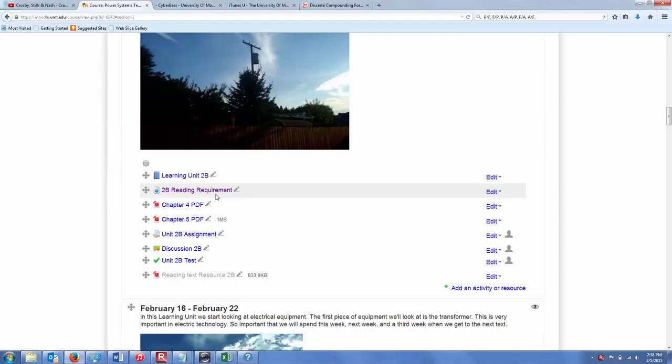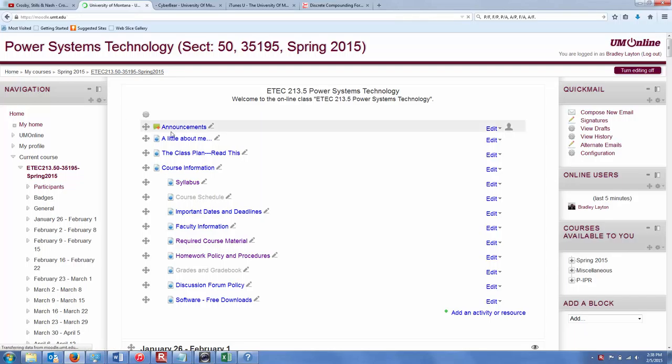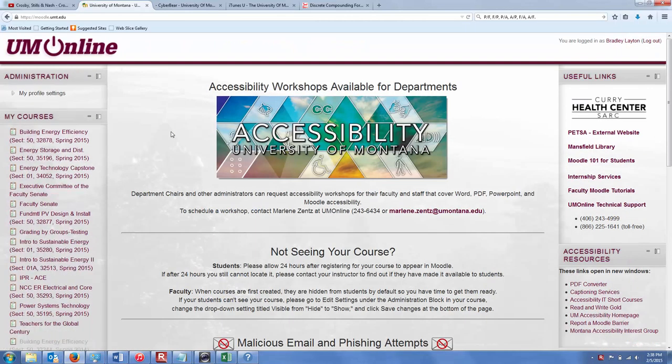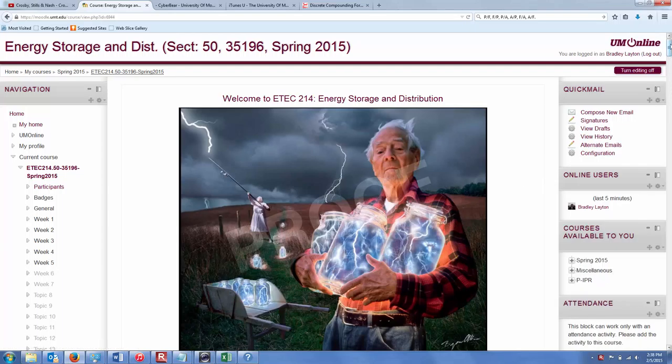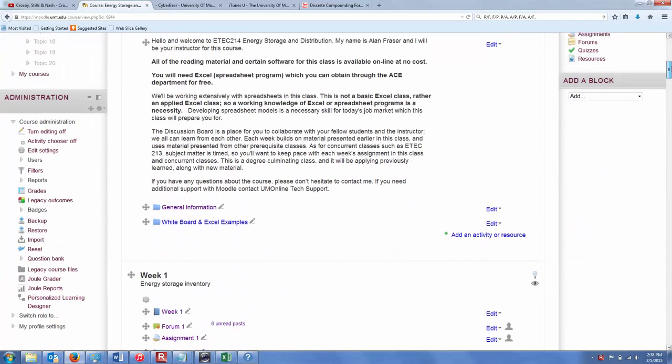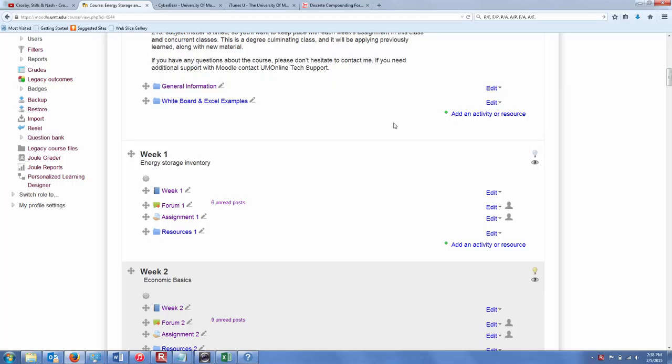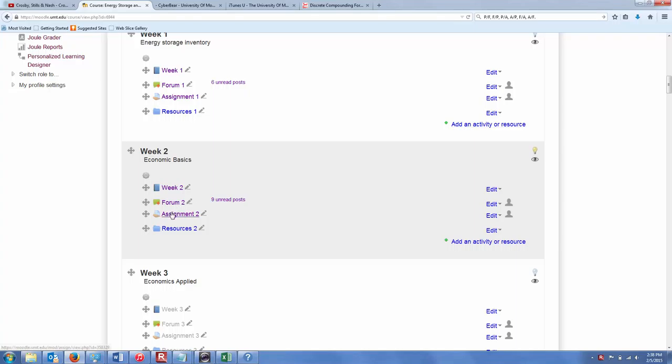Alright. So now we're in NRGY 214, week 2, and we're going to look at one of the specific problems. Let me get out of this shell first. Home. Energy storage distribution. Gotta love that picture. And we're looking at week 2, assignment 2.